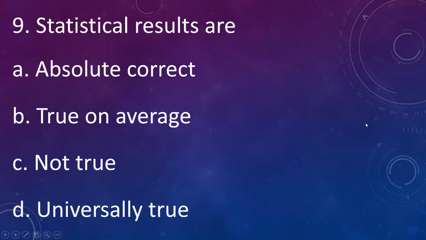Then statistical results are A, absolute, B, true on average, C, not true, D, universally true. Answer is true on average. Statistical results are true on average because there are some error terms always when the data is collected. So they are not absolute or universal. They are true on average.